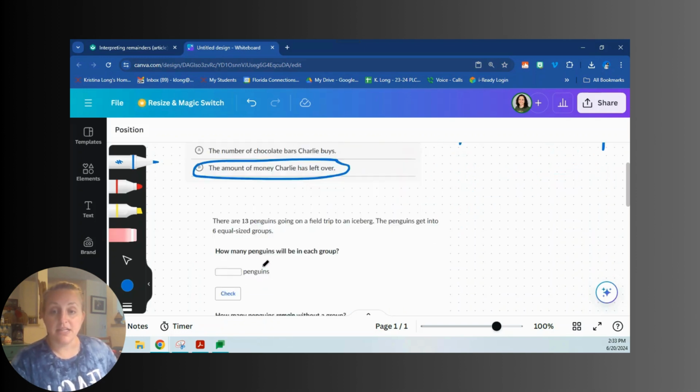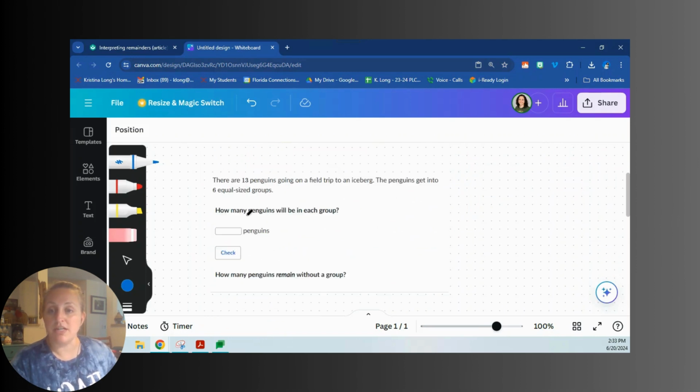All right. Let's look at the second question. There are 13 penguins going on a field trip to an iceberg. I didn't know that penguins went on field trips, but apparently they do. So the 13 penguins, that's our dividend. Now, our dividend is penguins. What's our remainder going to be? Our remainder is going to be penguins.